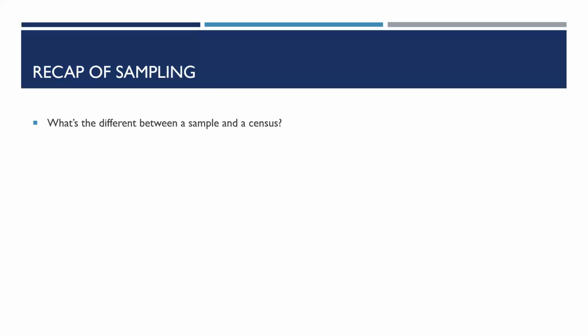All right, so into our recap of sampling from a few weeks ago. You were introduced to 2 different concepts. One is called a sample and one is called a census. Who can briefly remind us what the distinction between these 2 different ways of collecting observations is?